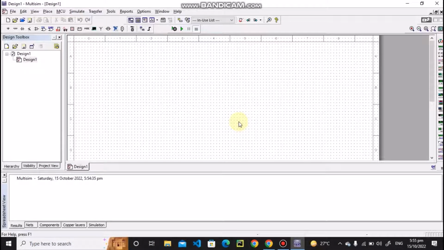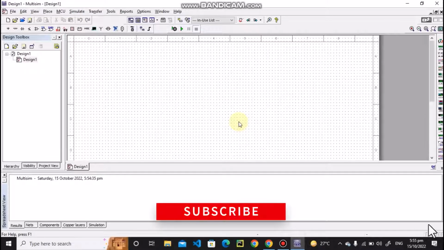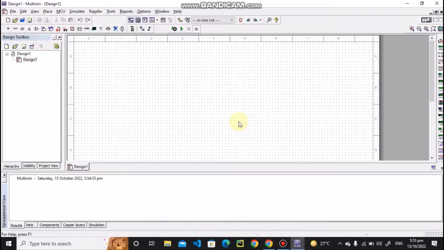Hello students, so this is another lab work which is related to Multisim. Today we are going to construct a parallel circuit and we have to see whether that parallel circuit obeys Kirchhoff's current law or not.